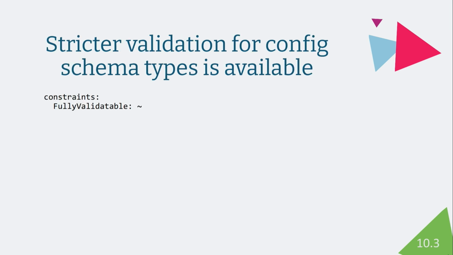And then there's a bit of a bigger one. So it looks deceptively simple. It's just fully validatable : tilde. And this means this is not for just one property. This is for a complete config schema. So not for one property. And it tells the system, this has all the constraints that are possible to add to all the properties on this schema. And there are no optional keys that can be added to an implementation of this config schema.